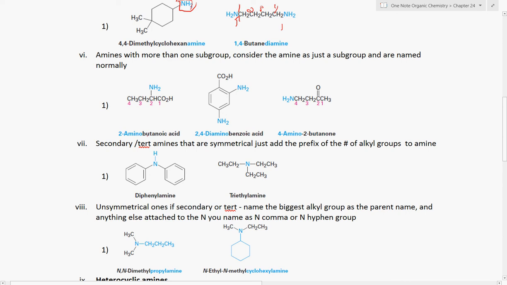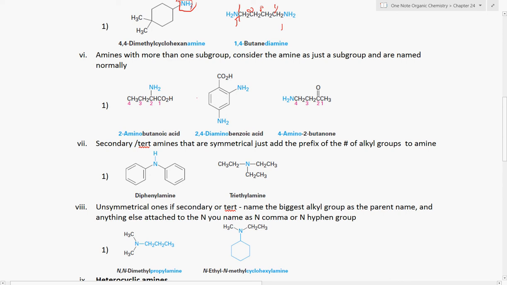So it looks like the example here already named it for us. So we've got 1, 2, 3, 4, and that's aminobutanoic acid. You've got a butanoic acid here with an amino group on the second carbon.